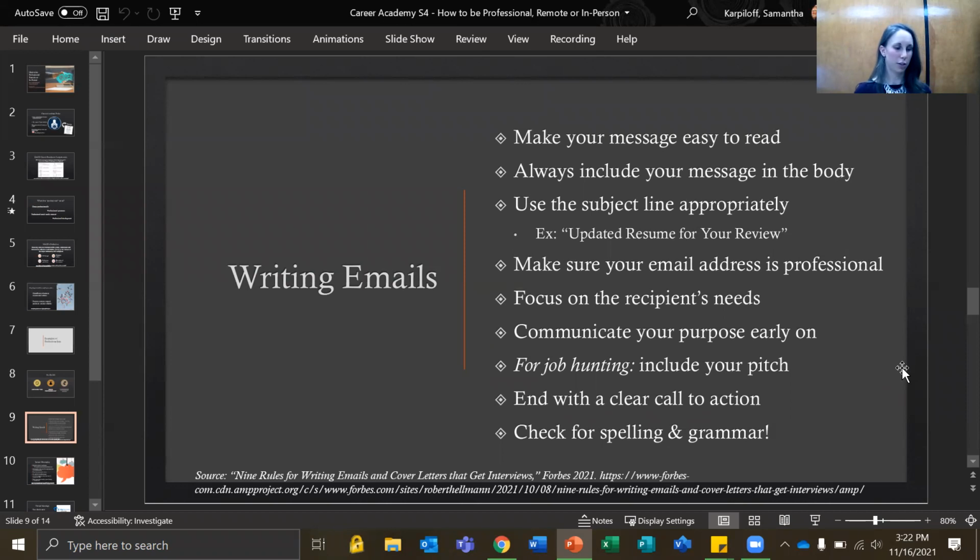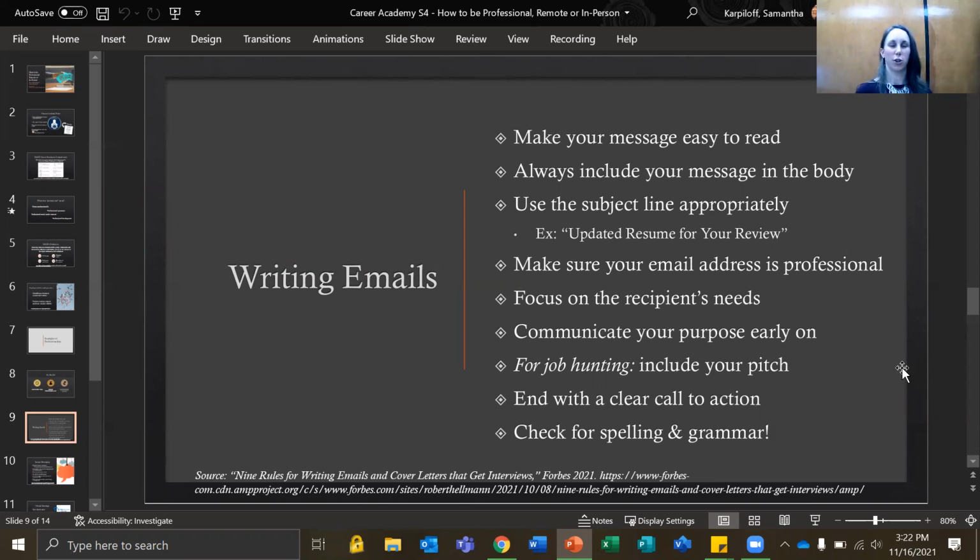So when it comes to email, the first thing you want to keep in mind is to make your message easy to read. I think with that, it essentially means to keep your message short and to the point. You don't need to give too much detail or information.